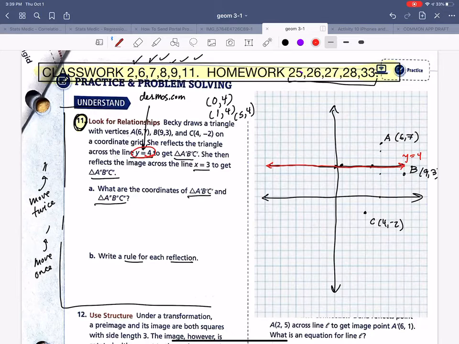So it says we reflected this triangle across y is 4. Instead of 3 up, we're going to go 3 down, and I'll be right there. That's A prime. Instead of 1 down from the red line, I'm going to be 1 up from the red line. B prime. And then finally on C, instead of 1, 2, 3, 4, 5, 6 down, I'm going to be 6 up. So I'm going to be right there.